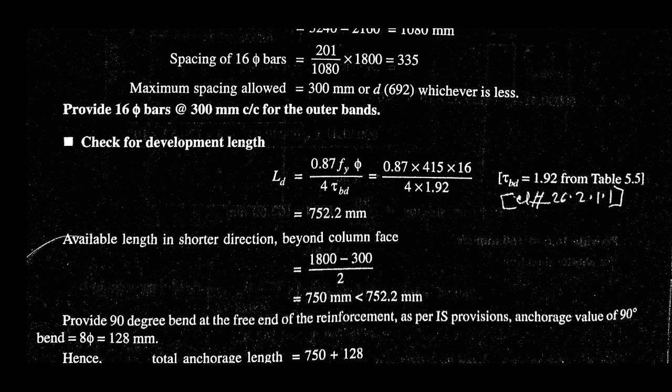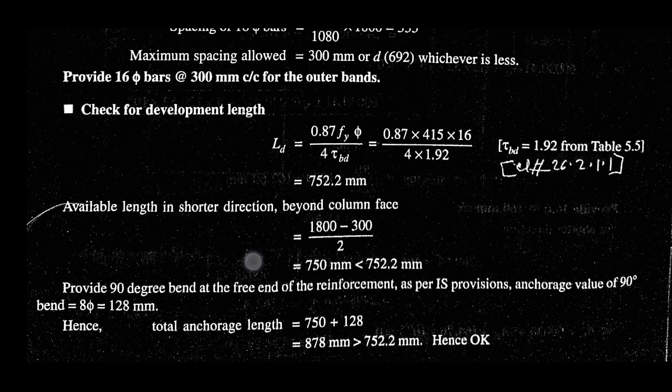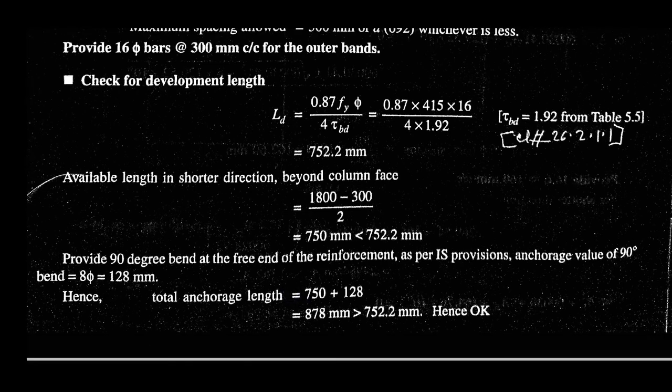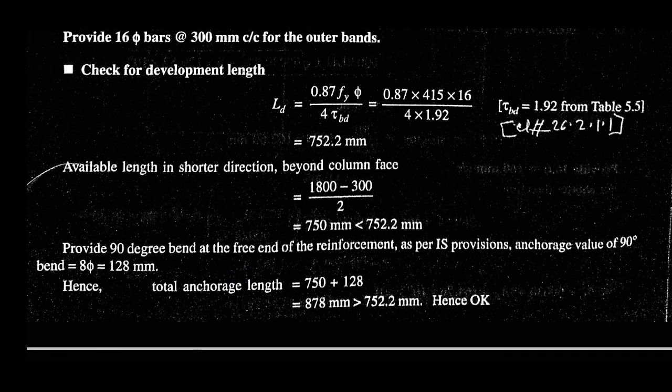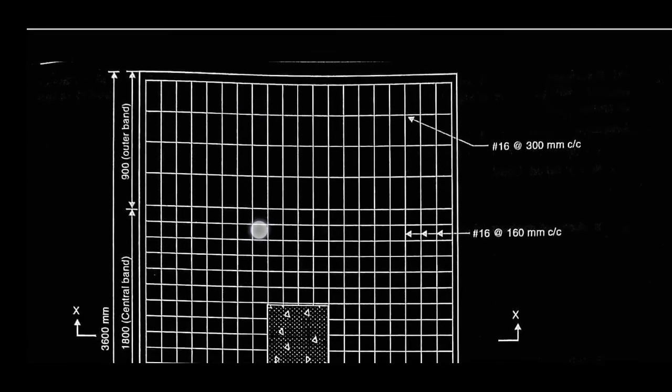So hence okay. Now provide 90-degree bend at free end of the reinforcement as per IS code provision. Anchorage value of 90-degree bend is 8 dia, that is equal to 128 mm. So that way we have to provide bend of bar for anchorage. So total anchorage length is equal to 750 plus 128, that is equal to 878 mm, which is greater than 752.2 mm, hence okay. Now see the reinforcement detail.